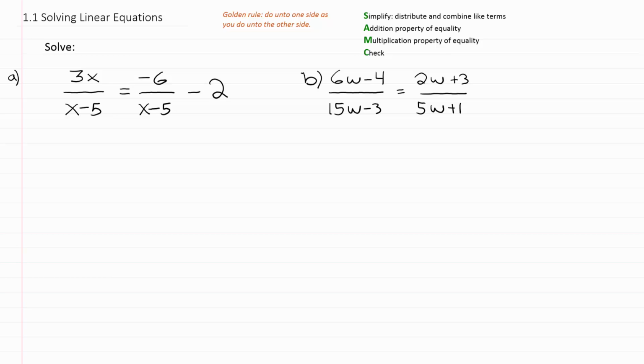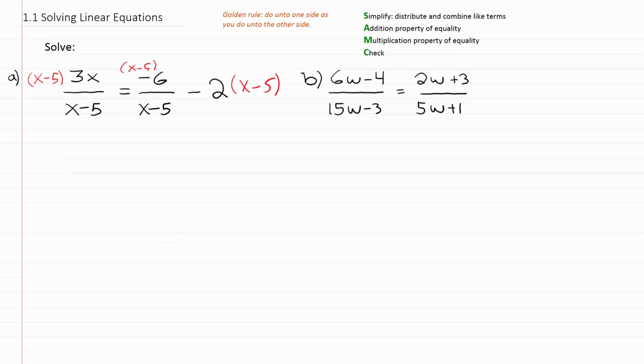So look at example A here. The LCD for this equation would have to be x minus 5 because that's the only denominator we have in the problem. Now from there, what we're going to use it for is to multiply every term in the equation by that LCD so that we can cancel out the denominators. So we'll multiply this term by x minus 5, this term by x minus 5, and then we'll multiply the 2 by x minus 5. Remember, every term gets multiplied by that LCD, not just the fractions.